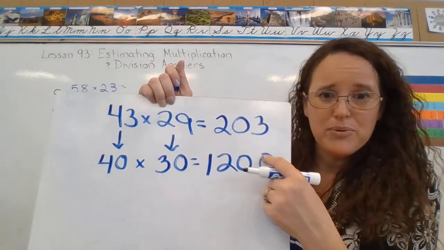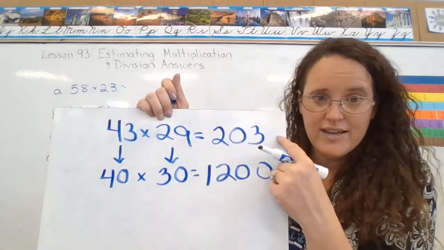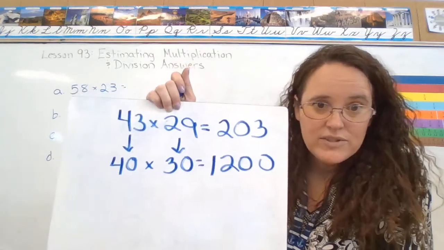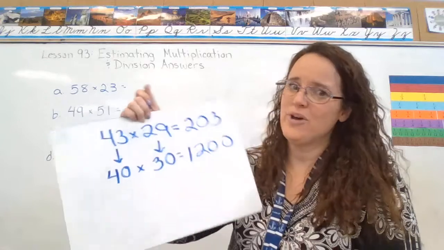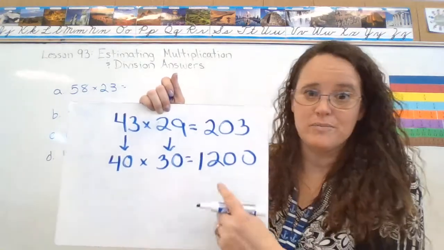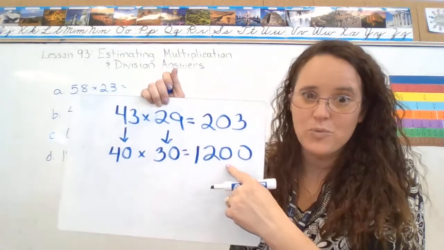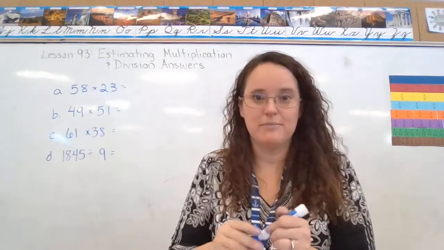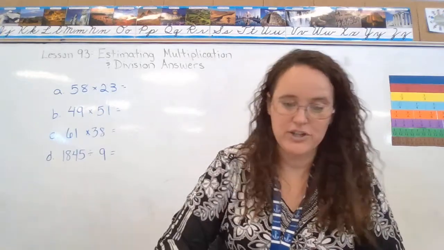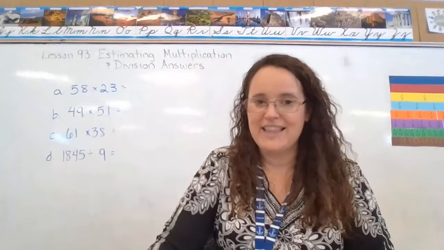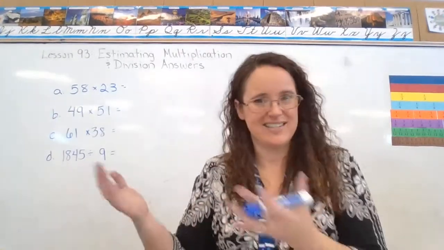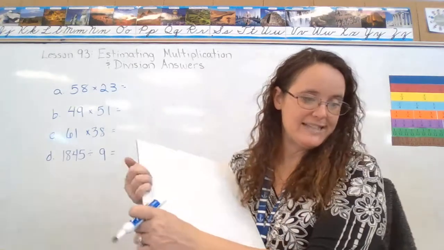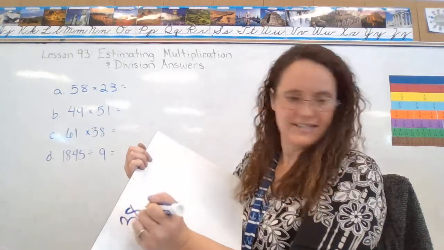Yikes. This is pretty far off from what Luke got. So is Luke's answer reasonable? No, it's not even close. We can look at something like that and say, oh gosh, 203's got to be wrong because I know my answer is going to be somewhere near 1,200. That's what estimating to multiply and divide is all about. You can kind of check your answers and at the very least check and say, is this close to the answer? It could be.